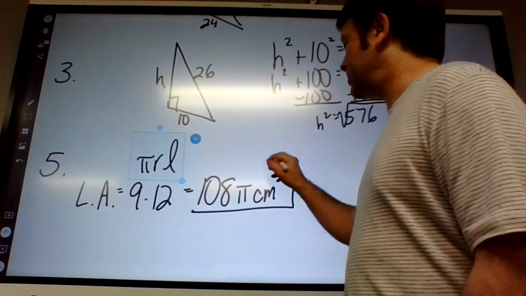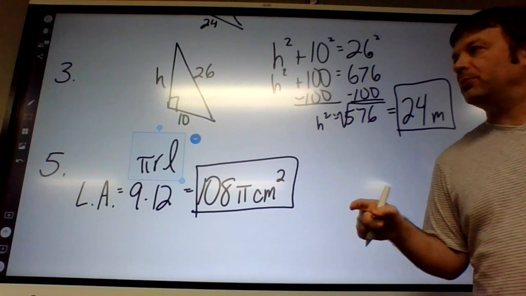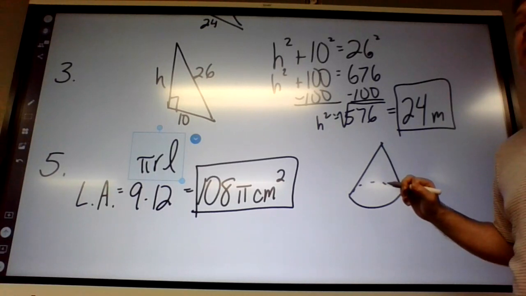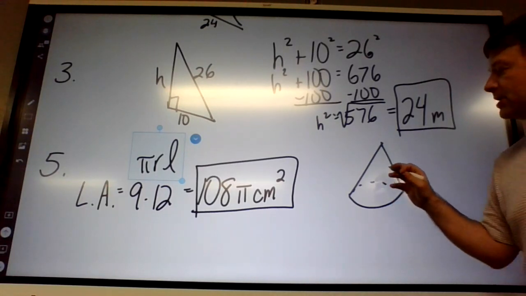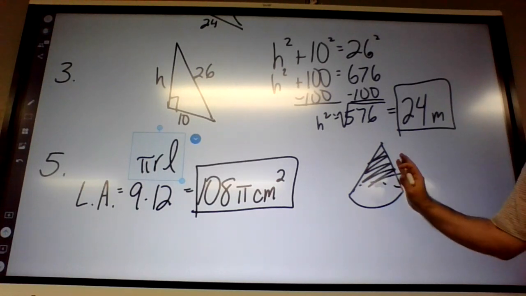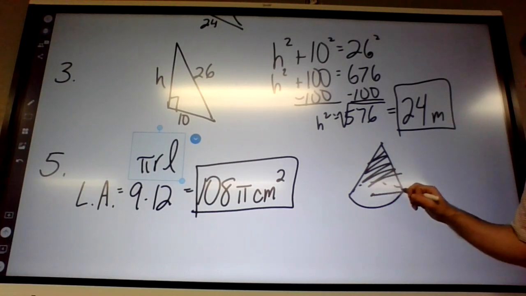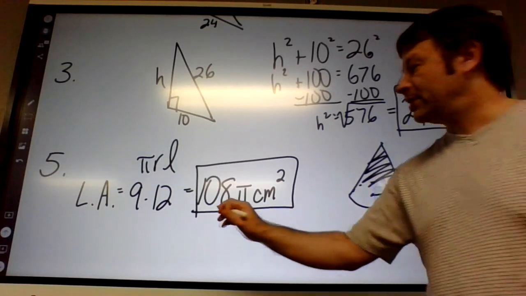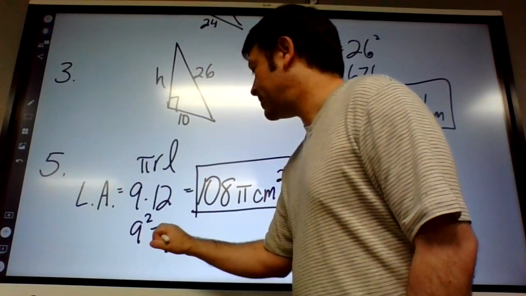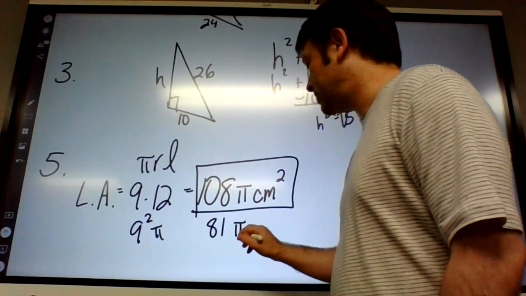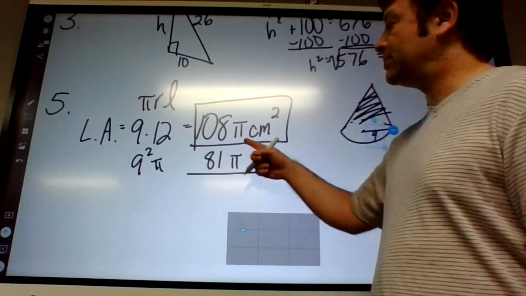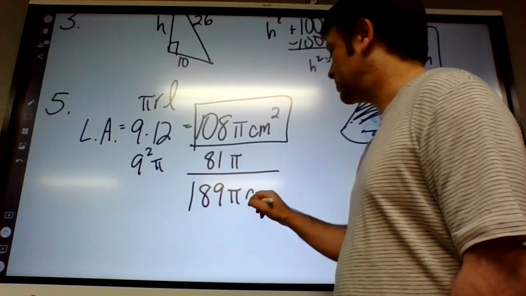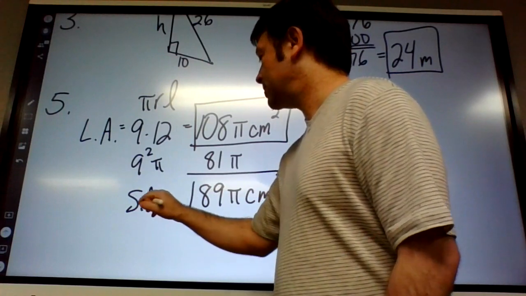Okay, but then we need the total area. So what are we missing? Just think of this as 2 questions. There's 2 questions on each one. So the lateral area is all that stuff, so that's what we found. What we're missing is the base, which is pi r squared. So 9 squared times pi is just 81 pi. And to find the total, we're just going to add those together. So it's 189 pi centimeters squared.